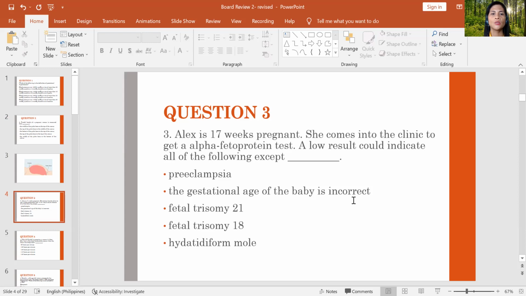So additionally, there is hydatidiform mole. Hydatidiform mole is the presence of an abnormal mass or growth inside the uterus. Diba? Based on a low result, the physician may want to conduct further testing of this. So preeclampsia is a dangerous medical condition characterized by high blood pressure. Okay, it is not associated with alpha-fetoprotein. So the right answer is preeclampsia.